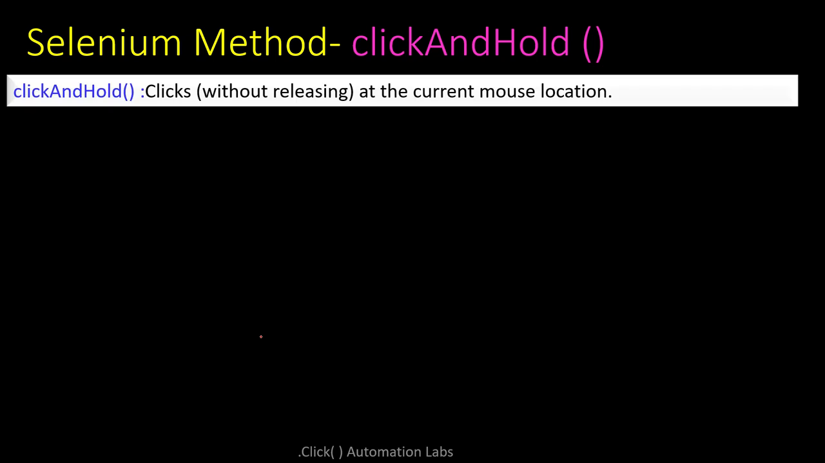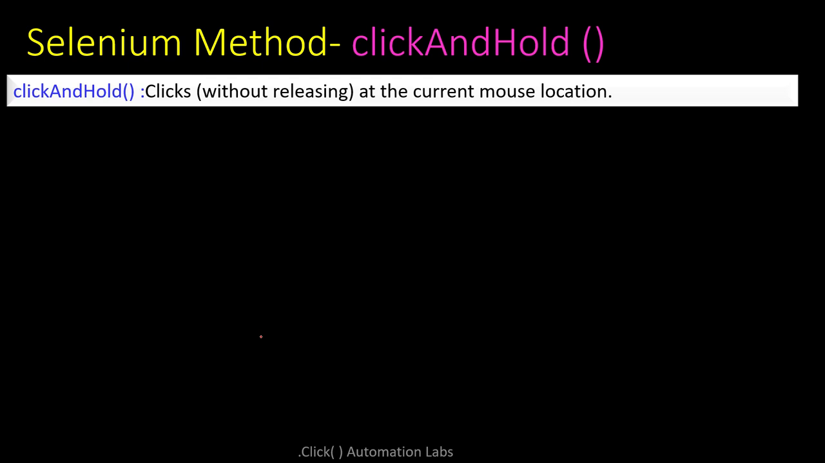So now we'll look at click and hold. When we discussed drag and drop, we did a similar thing, right? So click and hold means we clicked and held on a certain web element and dropped at a certain location. That chain of actions is treated as a drag and drop. But if you wanted to hold, then you can use this click and hold. It clicks, remember, without releasing at the current mouse location.